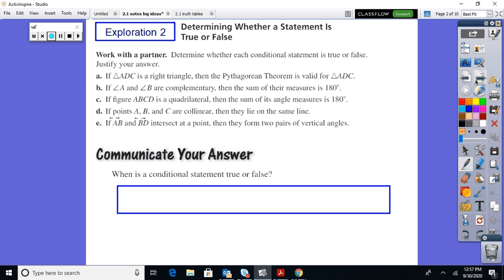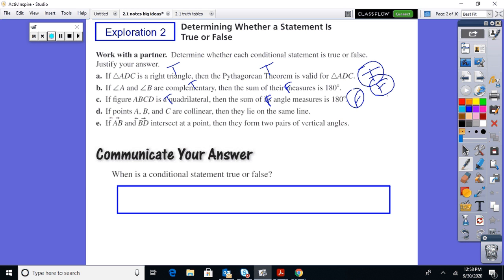All right, so first one, if ADC is a right triangle, then the Pythagorean theorem is valid. So I got a true here, so the whole thing's true. If A and B are complementary, all right, and I got a true statement there, then the sum of their measures is, ooh, that's bad. So that produces a false statement. If ABCD is a quadrilateral, then the sum of its angle measures is 180. Nope, that's false, which makes the whole thing false again.